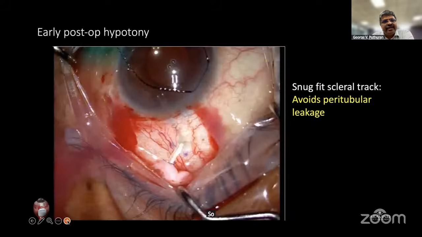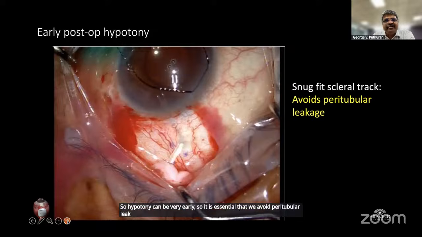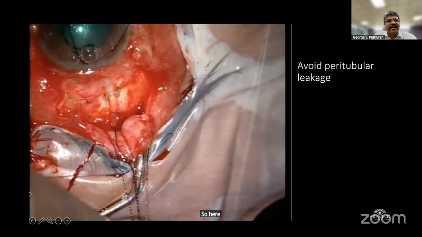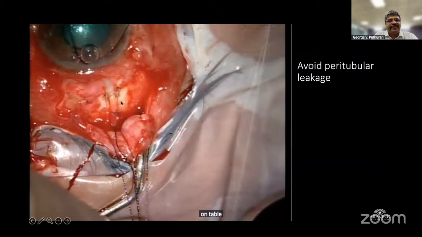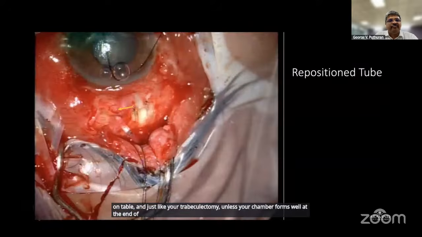So hypotony can be very early. So it is essential that we avoid peritubular leakage, whether it's a valved implant or a non-valved implant, where your tube has to be a snug fit in the scleral tract. So here is a patient who had an AGV. Even after 72 hours, the AC was not forming. When we explored, we saw that the track is very superficial, and also the surgeon has tried suturing either side of the track. So this means the chamber was not forming on table, and just like your trabeculectomy, unless your chamber forms well at the end of the surgery, it's not going to form post-operatively.